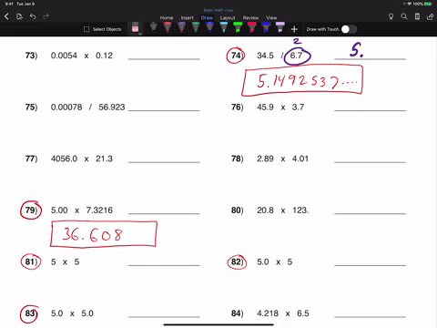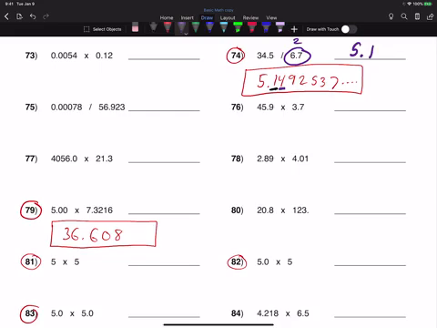So the 1 is the next number I would write, but I need to look at the number that follows, and of course that's a 4. Now the 4 does not round the 1 up. Remember, 5 and greater rounds up, less than 5 rounds down. So this stays as just 5.1. That is the final answer.